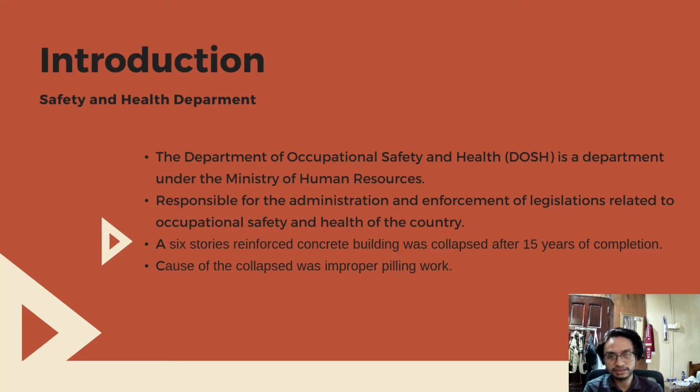So for the introduction, the Department of Occupational Safety and Health is a department under the Ministry of Human Resources. They are responsible for the administration and enforcement of legislation related to occupational safety and health of the country. For the case study given, the building collapsed 15 years after completion. The cause of the collapse was improper piling work.